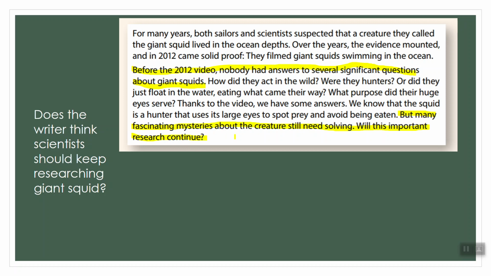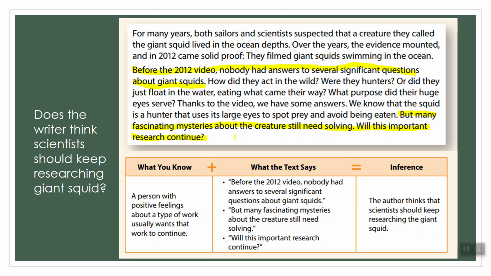We can also make a chart to help us make an inference. We know when we make an inference, we take what we know, our background experience, plus clues from the text to make a good inference. So let's think about this. Our inference, they asked us to make an inference about: does the writer think scientists should keep researching giant squid? Well, we know that a person with positive feelings about a type of work would want it to continue. If you want something to keep going, you're going to say good things about it.